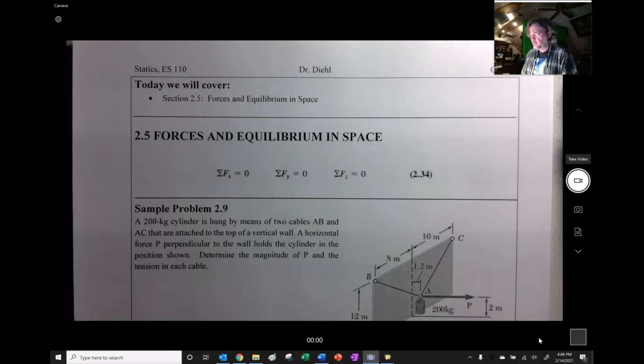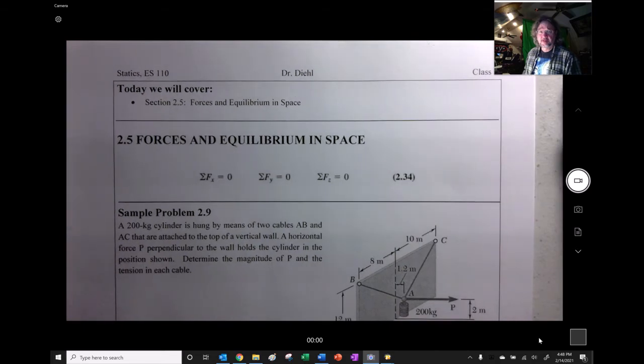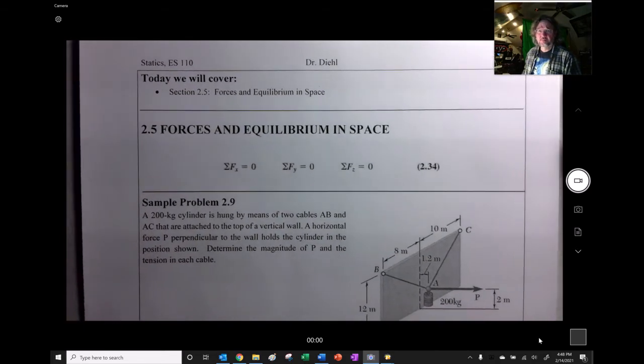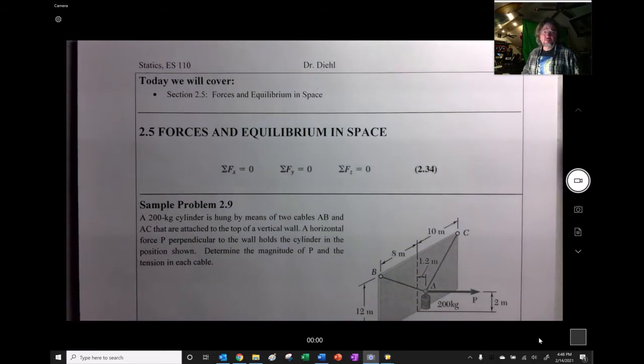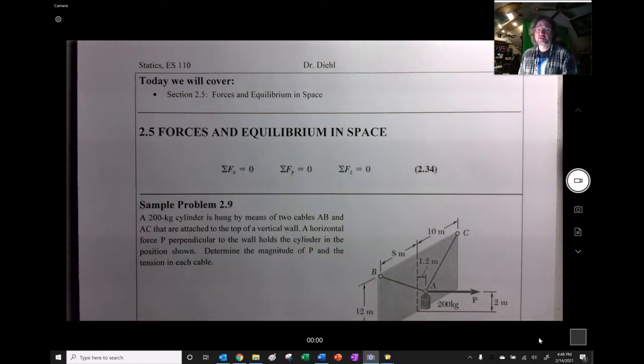This is ES110. We're going to work on class 5 today. It's kind of covered up with me. Right there it is, class 5. We're dealing with section 2.5 in chapter 2. This is the last section.